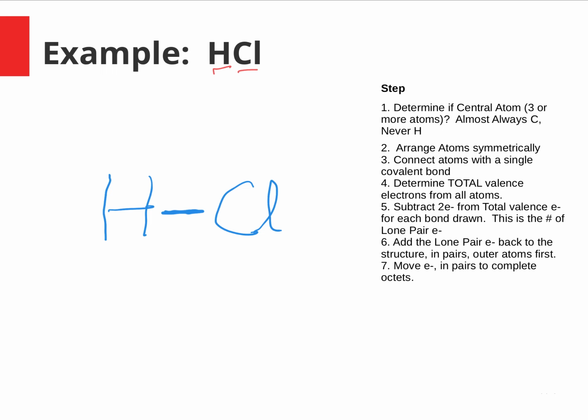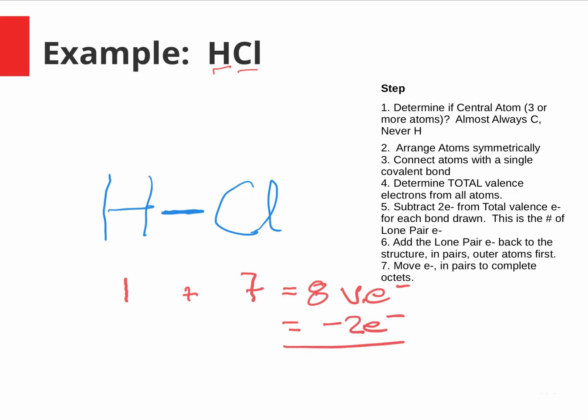So we're going to put 1 here because that's how much hydrogen has, and the valence electrons of chlorine is 7. So the total of them up is equal to 8. That's 8 valence electrons. Now we're going to subtract 2 electrons from each bond. So how many bonds do we have? Well, let's circle it right here. There's the bond, and for each bond, we have 2. So we're going to subtract 2 electrons.